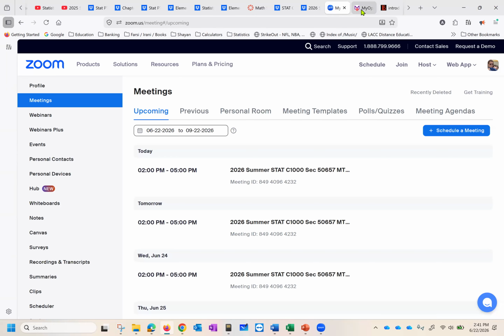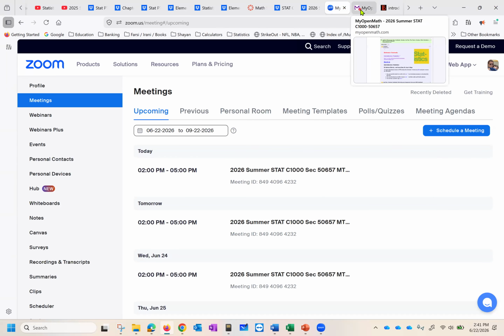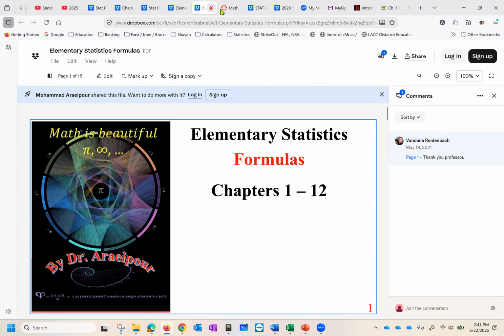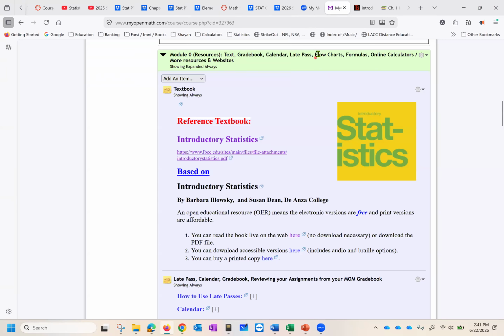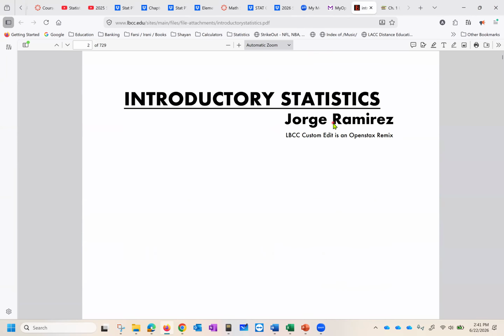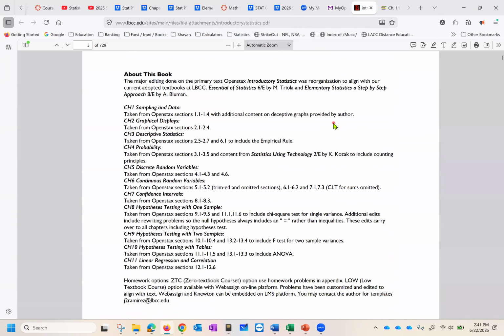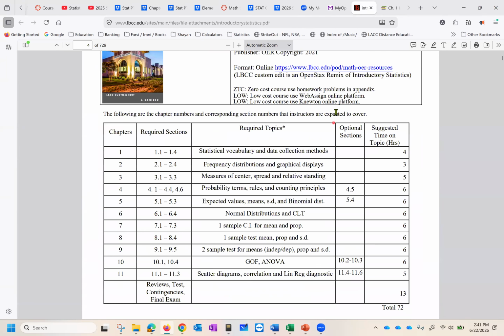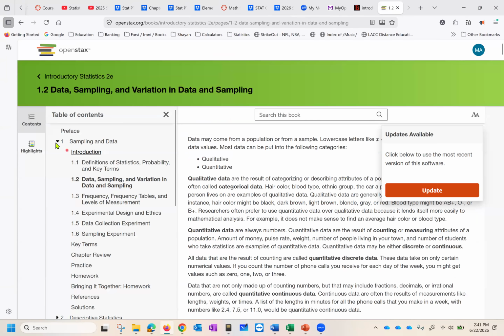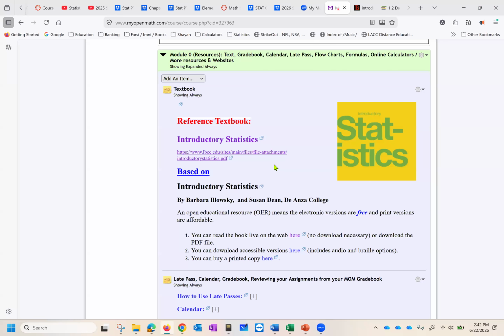Let me just close this one. So this is the text. This one has the proper sections. The problem is navigation is difficult, whereas here you can easily navigate to a section of interest. Do you see that, everybody? Other than that, they're the same, okay? So, all right, going back to MyOpenMath.